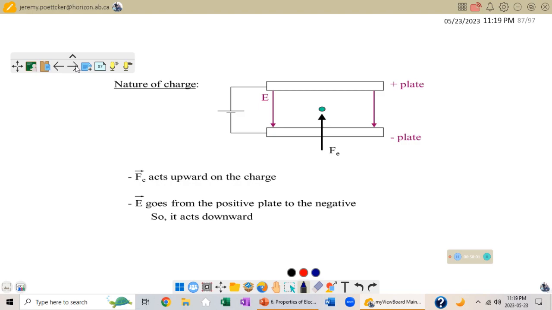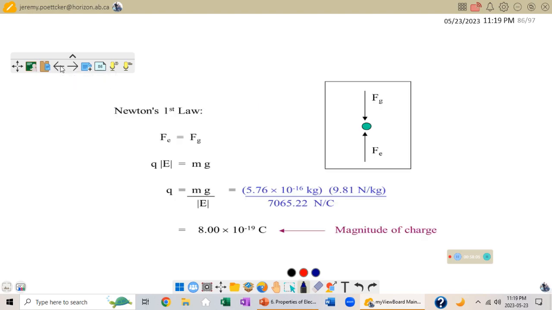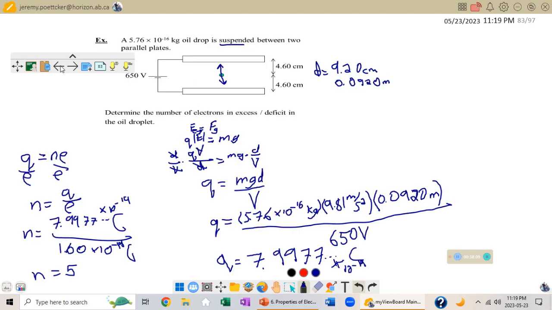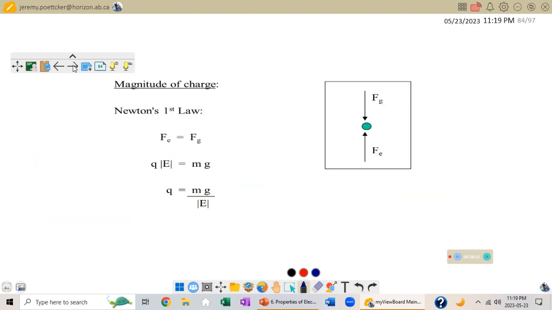We should also, I guess, talk about the nature of the charge. This is one thing I did not go through. I missed doing that back here. So, nature of the charge: if I look at my setup here, this is negative, and this is positive. Now, I assume electrons are negative, but let's pretend we didn't know that. If Fg is pulling it down, and Fe is pushing it up, well, it's got to be negatively charged for it to be attracted to that positively charged plate, or be repelled by the negatively charged plate on the bottom. So it does have to be a negatively charged particle.